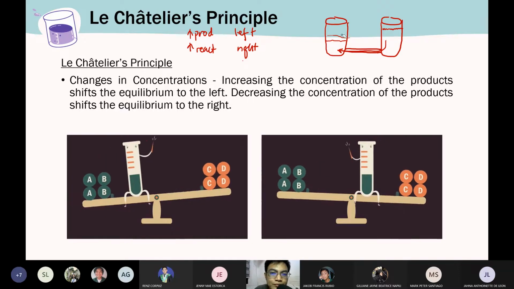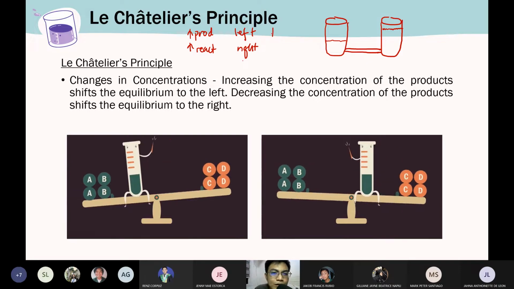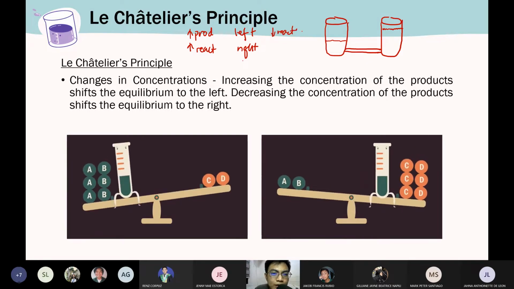Okay? Kasi yan, hindi sila pantay eh. So, ano gagawin ng tubig sa left side? It will be forced to go to the left. Okay? Para magpantay sila. Okay? So, meaning, if you decrease the reactant, okay? So, if you decrease the reactant amount, the reaction goes to left pa rin. Okay? So, to the left pa rin. If you decrease the amount of reactant, you go to the left.